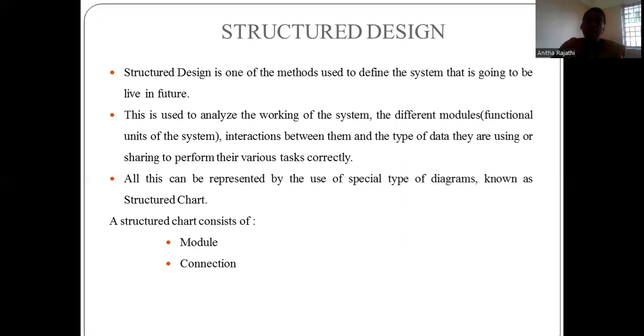Communication will happen with connectors, the interaction between the modules and how they transfer the data. Everything will be in the designed architecture that we are going to have. So the structure chart will consist of modules and connections. A module is a component, and how the components interact with each other will be defined by the connections. Besides the modules and connections, you have one more thing, that is allocation.